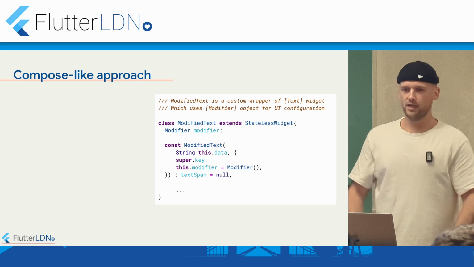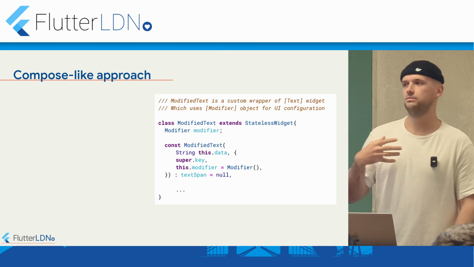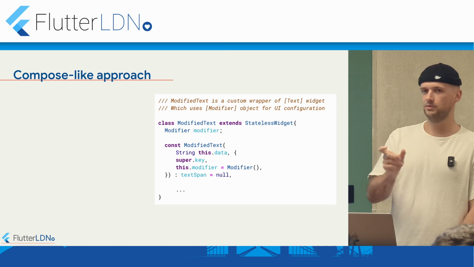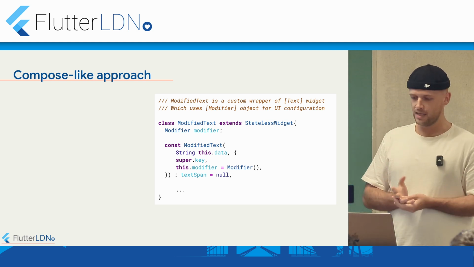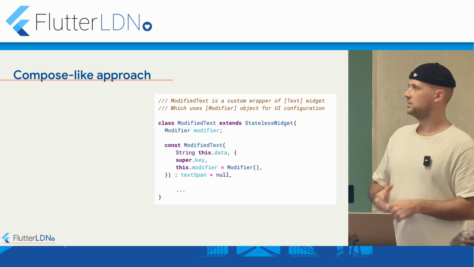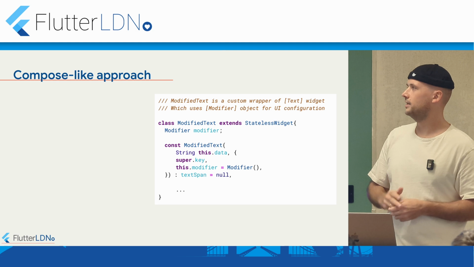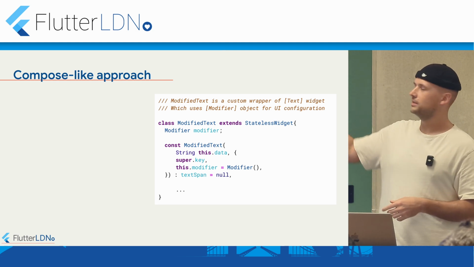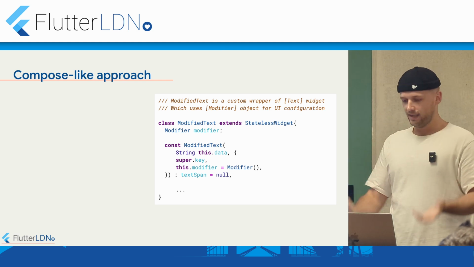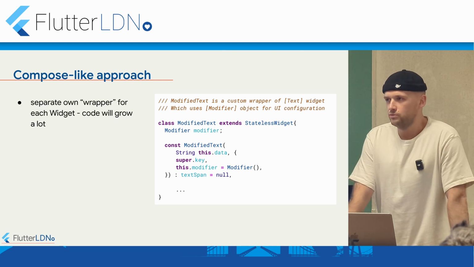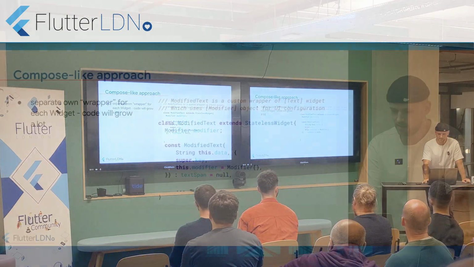Then, if you want to do it like in Compose, we can follow the Compose-like approach. But in Compose, each column or each composable has a modifier parameter. We don't. So how can we inject it into our text, for example? Yeah, we can make our own widget. Like you can see modified text, which is our own stateless widget, which has a modifier parameter and all the other, maybe not here, but it could have all the other parameters from the text widget, which means a separate wrapper for each separate UI-creating widget, which means, yeah, code grows a lot.